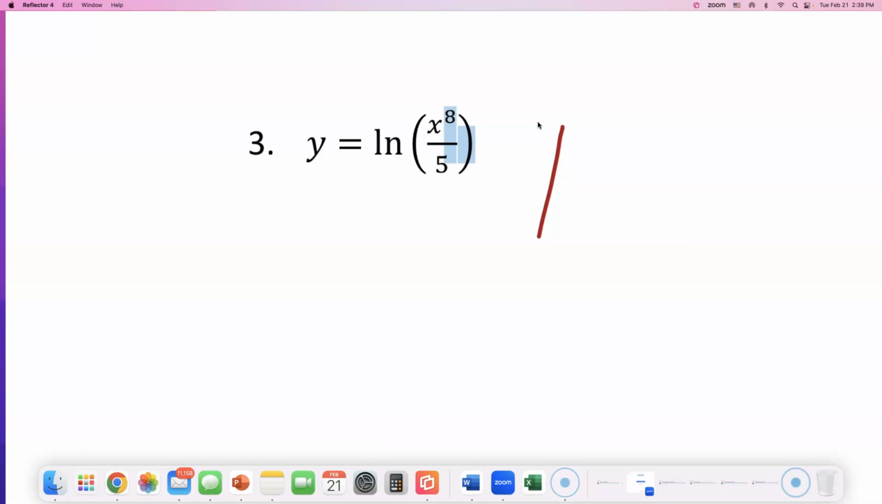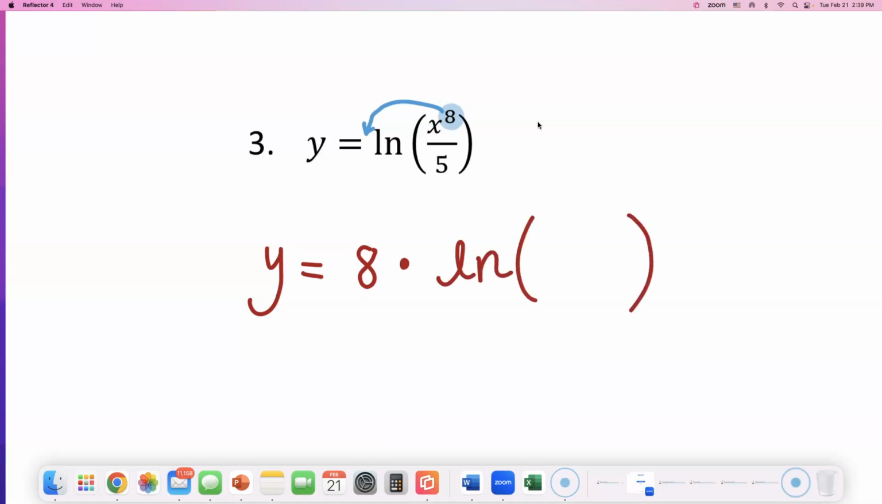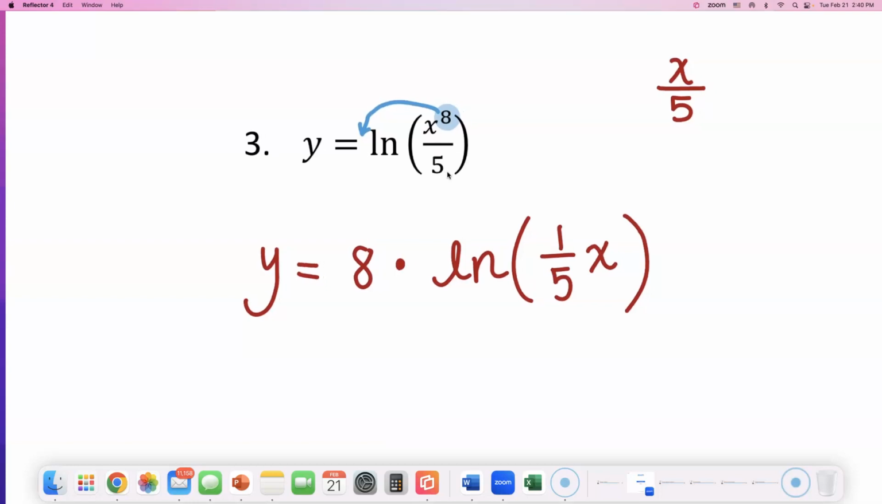So give me 1 second. Let me go ahead and do that. So this 8, bring it to the front and let it just wait. So here's my new y. Y equals 8 times natural log of, now what's left inside? If that 8 goes down, I have x over 5. But you agree x over 5 can be written as 1 over 5 times x, right? I'll write it that way.